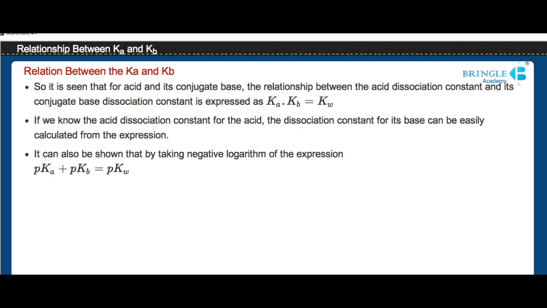So, it is seen that for an acid and its conjugate base, the relationship between the acid dissociation constant and its conjugate base dissociation constant is expressed as Ka times Kb is equal to Kw. If we know the acid dissociation constant for the acid, the dissociation constant for its base can be easily calculated from the above expression. It can also be shown by taking the negative logarithm of the above expression: pKa plus pKb equals pKw.